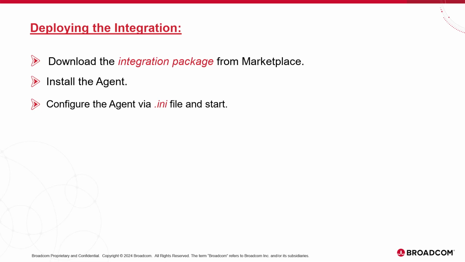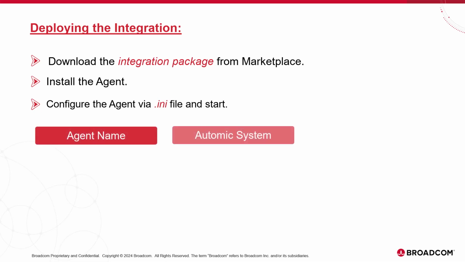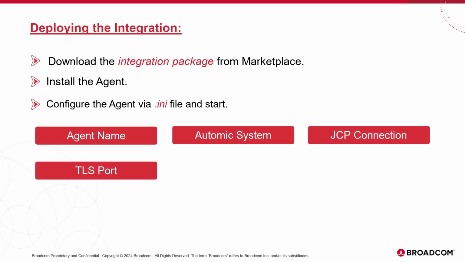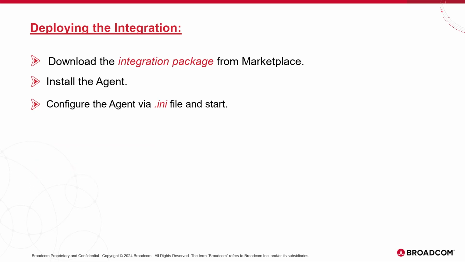Azure Logic Apps is a standard Automic agent. It requires at least 4 values to be updated: agent name, Automic system, JCP connection and TLS port, and finally TLS certificate. When the agent is configured, we start it. New object templates are deployed.